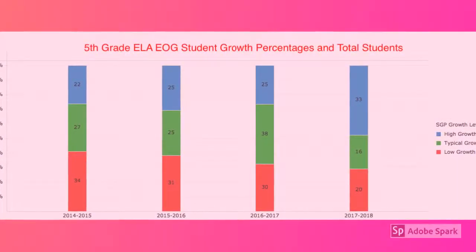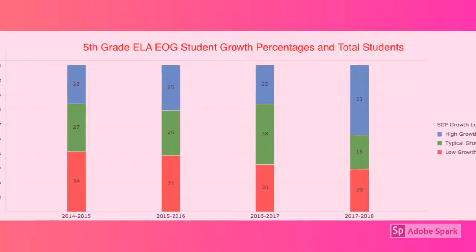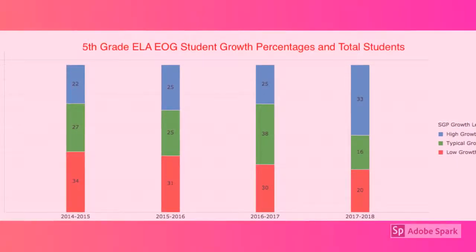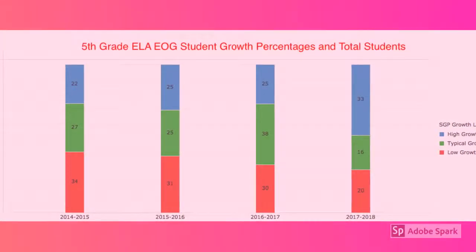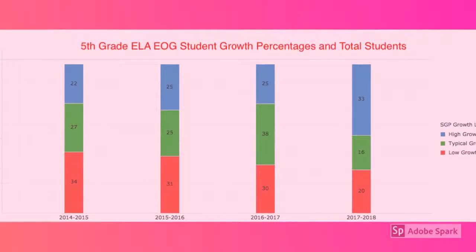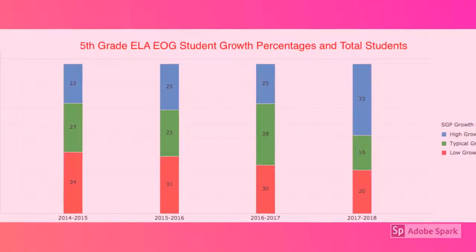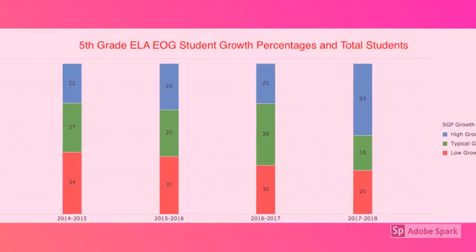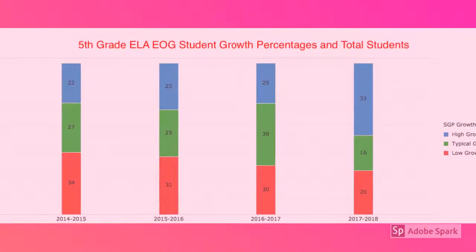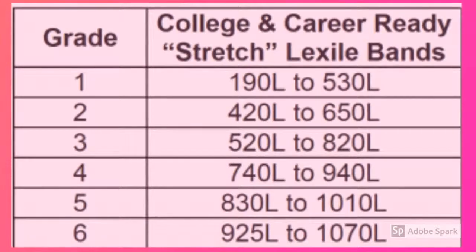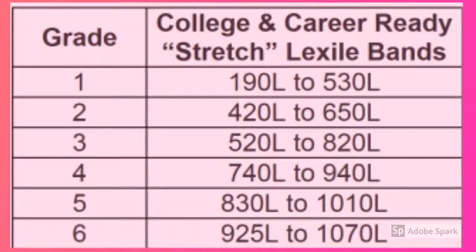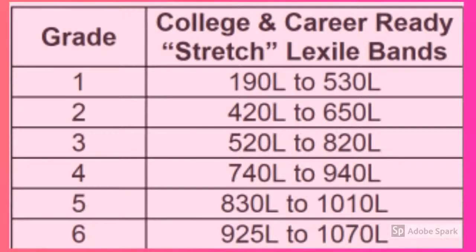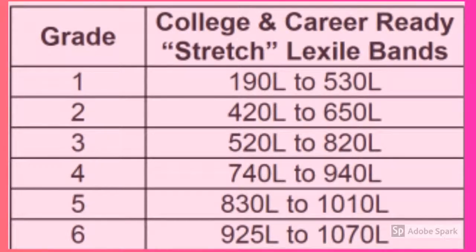While we can celebrate the high growth for student growth percentiles, we still need to be mindful of the fact that the students who represent low growth are still at 20% in the 2017-18 achievement levels. So far, we've looked at student achievement according to a cut score on the end of grade ELA test.